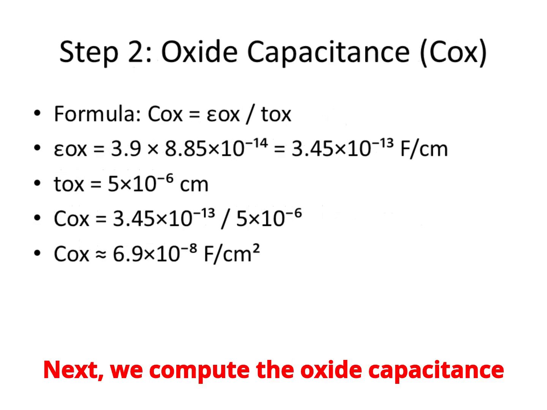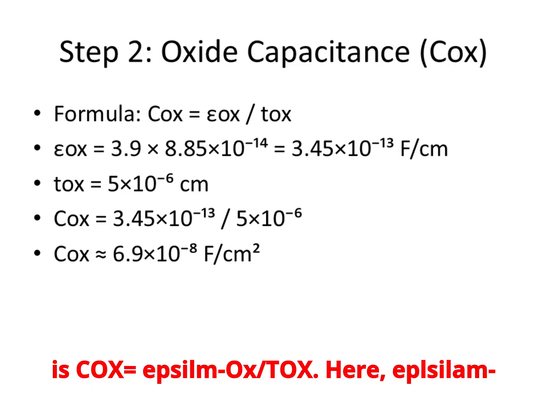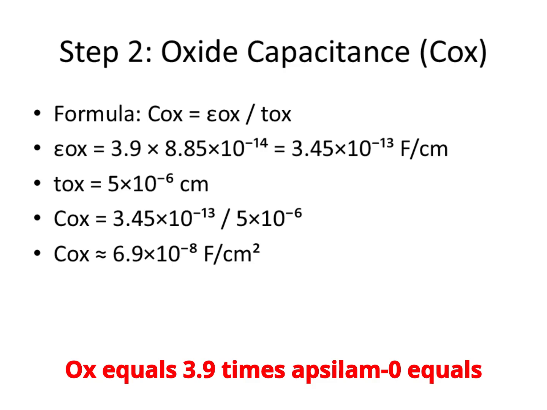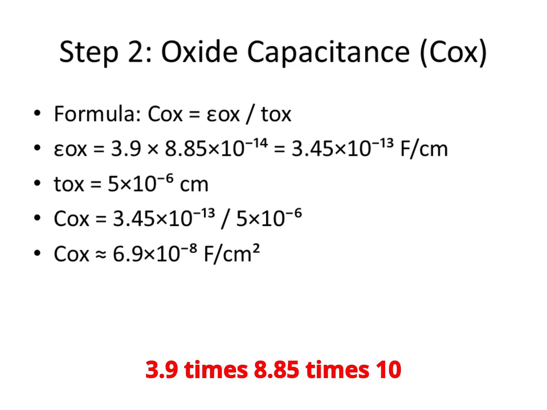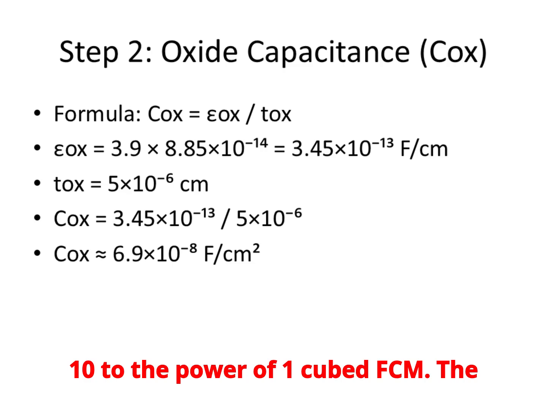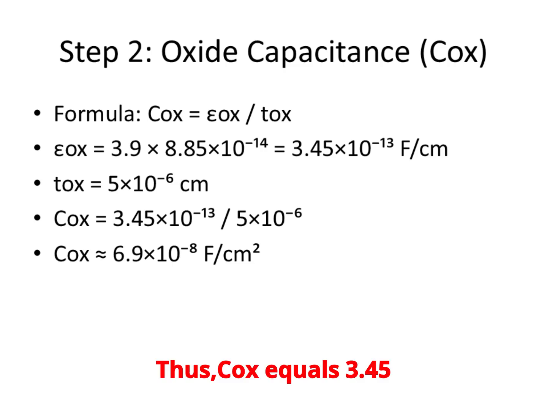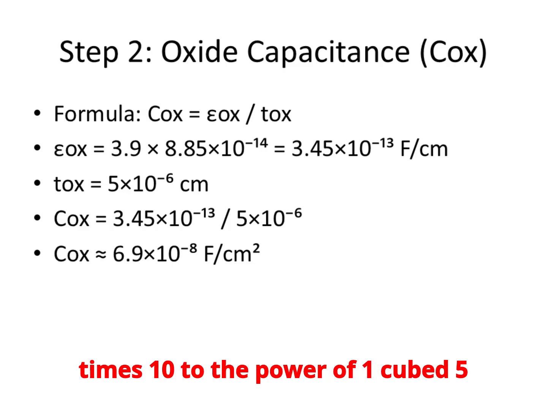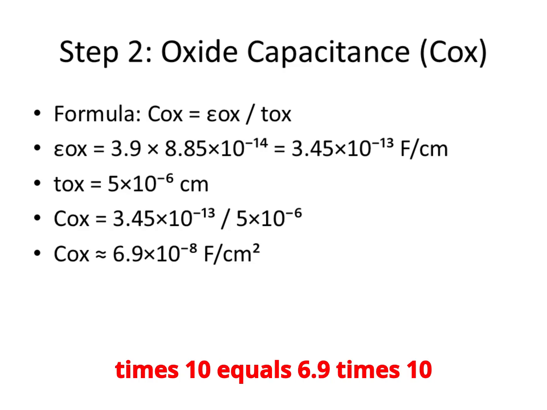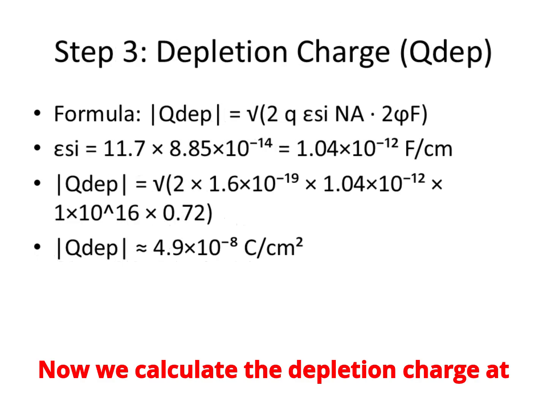Next, we compute the oxide capacitance per unit area, Cox. The formula is Cox equals ε_ox over t_ox. Here, ε_ox equals 3.9 times ε0 equals 3.9 times 8.85 times 10^-14 equals 3.45 times 10^-13 F/cm. The oxide thickness is t_ox equals 500 Å equals 5 times 10^-6 cm. Thus, Cox equals 3.45 times 10^-13 over 5 times 10^-6 equals 6.9 times 10^-8 F/cm². Now we calculate the depletion charge at threshold.